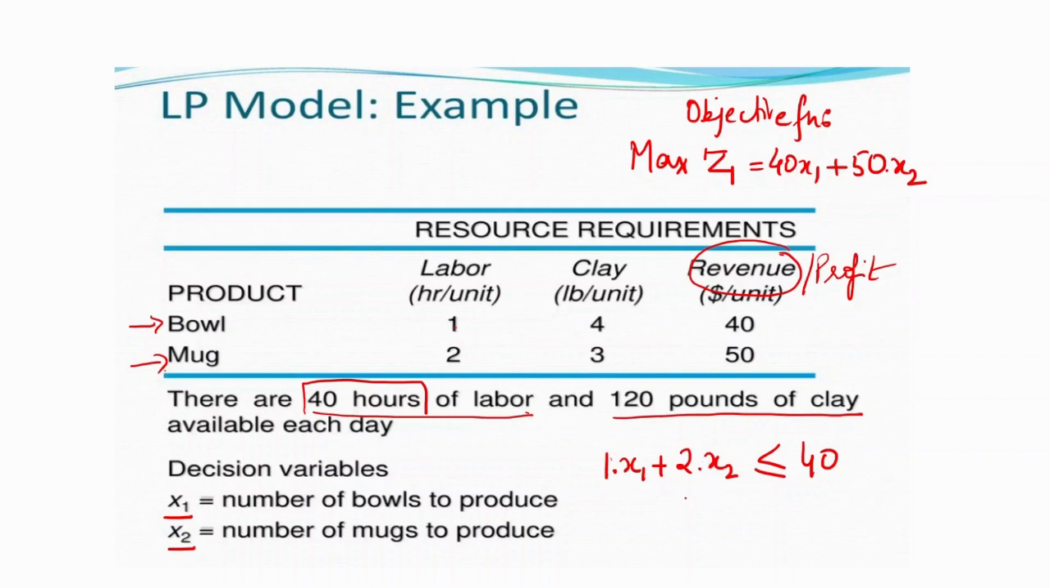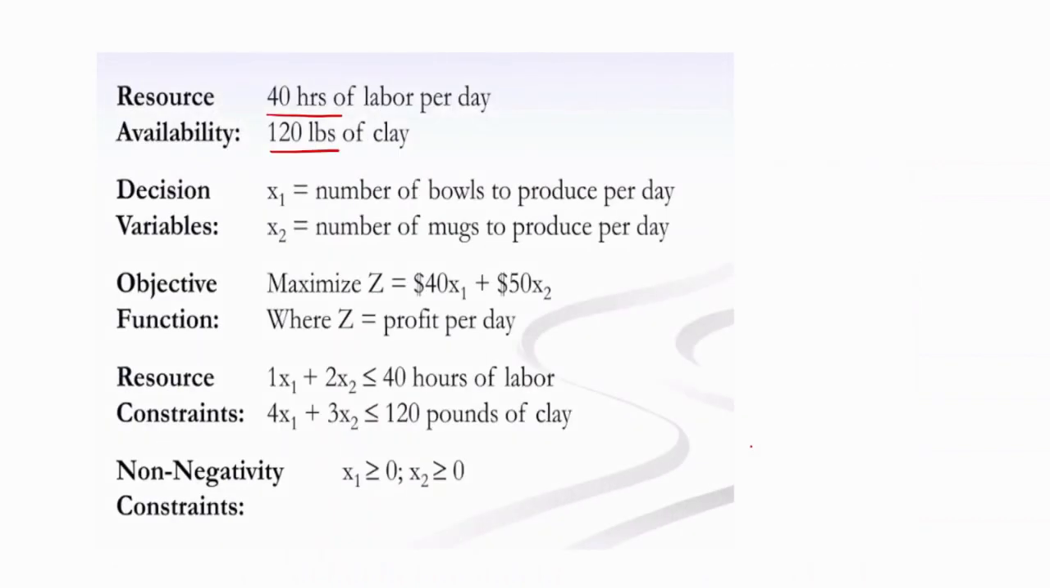Now for the clay, on a similar basis, the availability is only 120. I can't exceed that. For the clay, the number of bowls is x1, so it would be 4 pounds multiplied by x1. Then mugs is x2, so it would be 3 pounds multiplied by x2. So these are the constraints that we have.